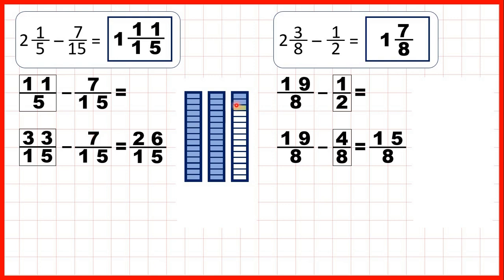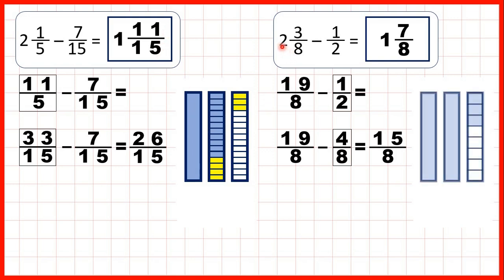And if we take away 1, 2, 3, 4, 5, 6, 7, that leaves us with 26/15. But 26/15 is the same as 1 11/15, so that's our answer as a mixed number. Then we had 2 3/8, and we needed to subtract 1/2.